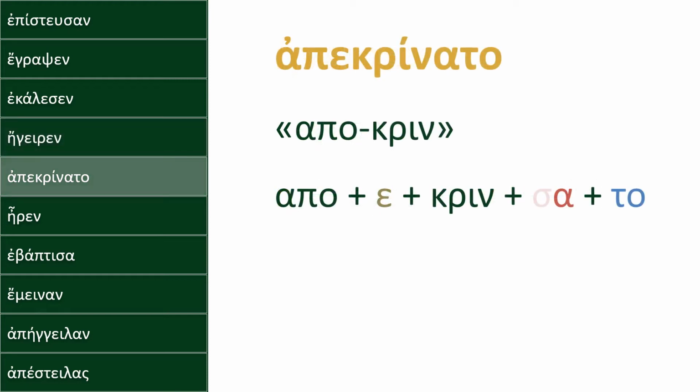Apekrinato, aorist middle indicative 3 singular from apokrinomai, meaning he, she, or it answered. The root is krin, and it's got the preposition apo in compound. Turning to the formation, we first have the preposition apo, then the augment epsilon, and the tense stem krin. Please note that krin ends in the liquid ni. The aorist tense formative for liquids is alpha instead of sigma alpha. The form ends with the 3 singular middle personal ending to. Thus we get apekrinato.